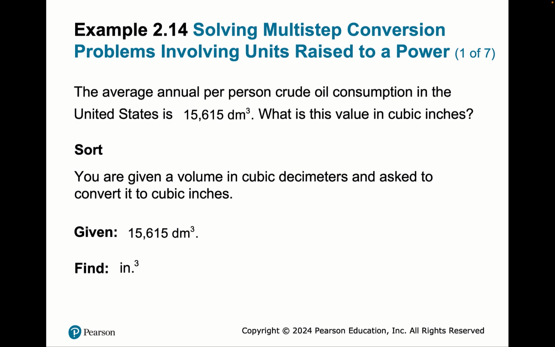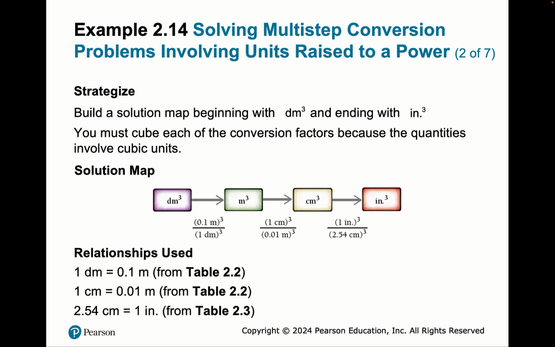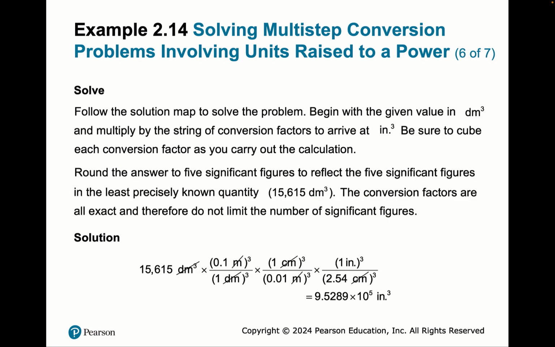So the average person's crude oil consumption in the United States is 15,615 cubic decimeters. What is this value in cubic inches? So we're going to have to do conversion. Start out with cubic decimeters to cubic meters, then to cubic centimeters, and then to cubic inches. So lots of steps here.